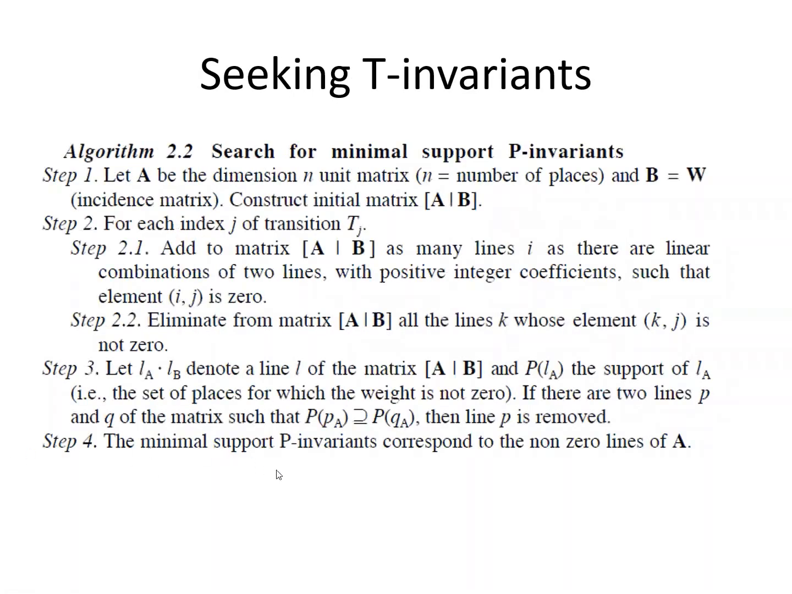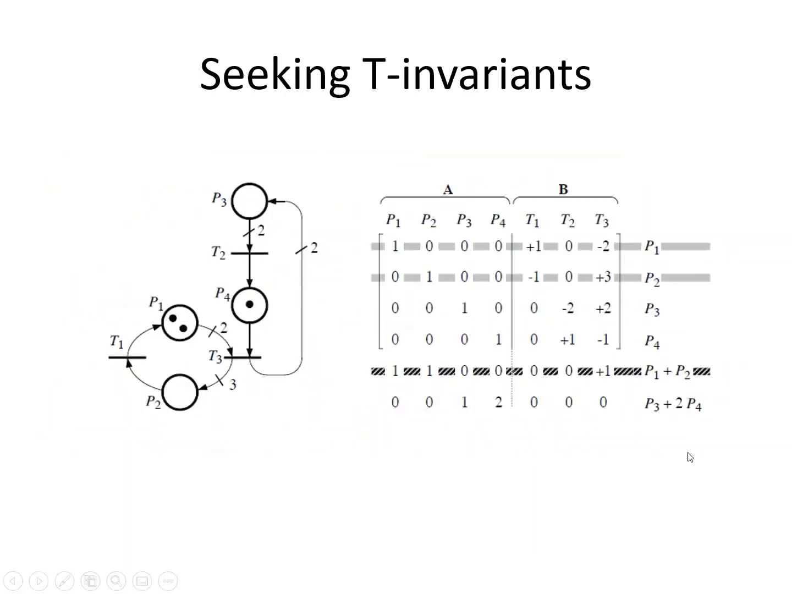in the fourth step, the minimal support P invariants correspond to the non-zero lines of A. So this is actually the non-zero line of this AB, and this represents the minimal P invariant. That is, the minimal P invariant in this case corresponds to P3. So this is M3 plus 2 M4, and the corresponding conservative component is the set of places P3, P4. You got the idea?